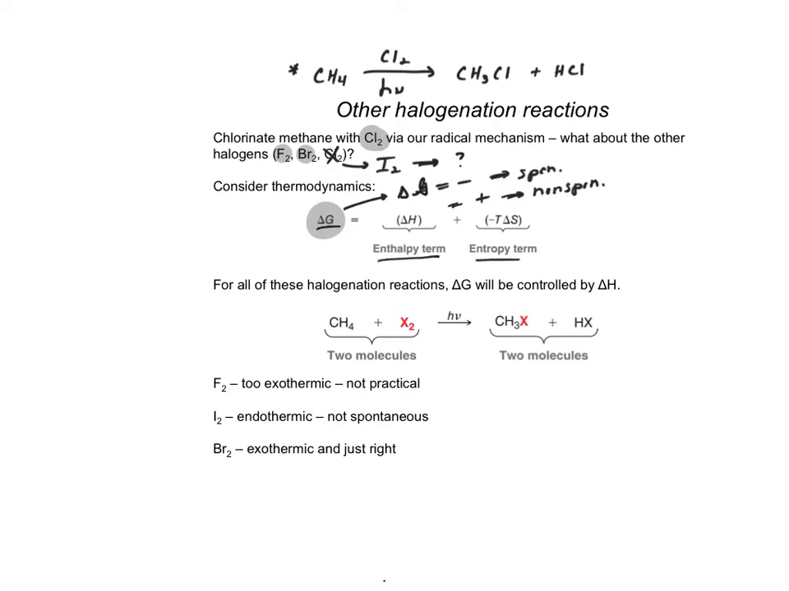Now, the question is, does this reaction occur for fluorine? Does it occur with bromine? Does it occur with iodine? Regardless of the halogen we're using, we can use this as our overall general equation for this reaction, right? We have methane, and we're reacting it with a halogen. This can be any of them. We're producing our halogenated methane product as well as H-halogen, so HX, okay?